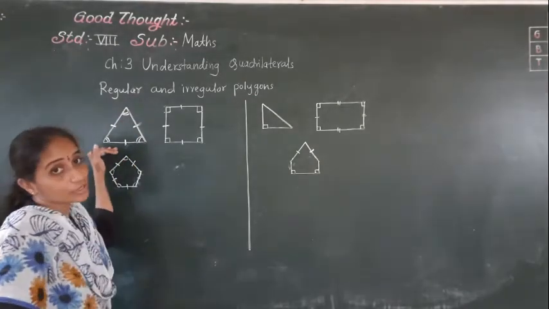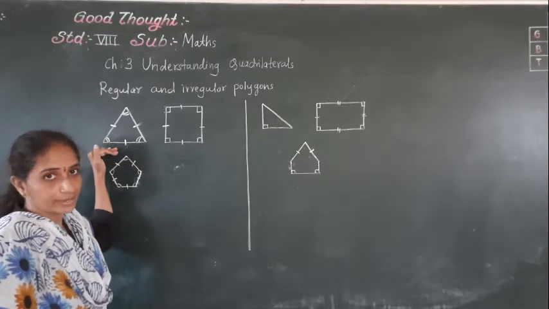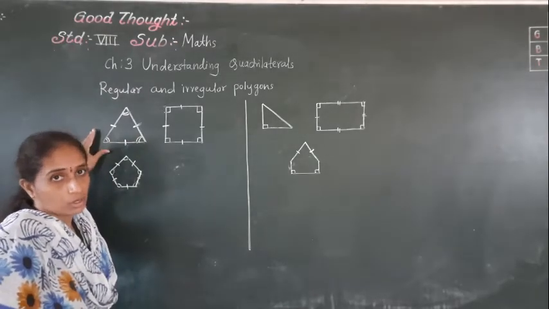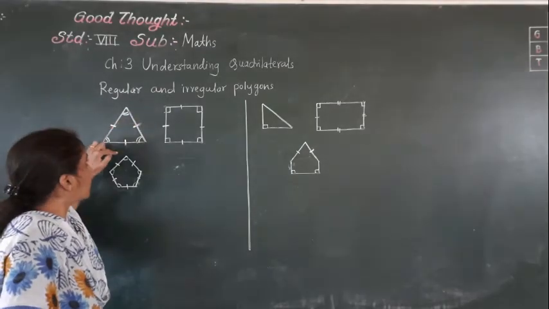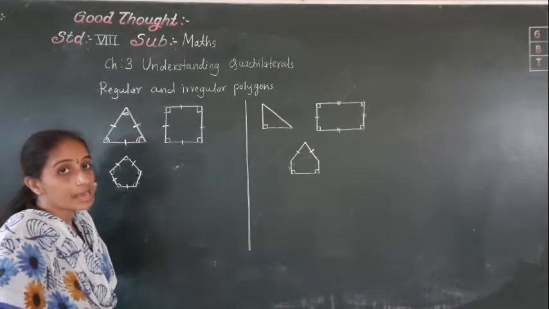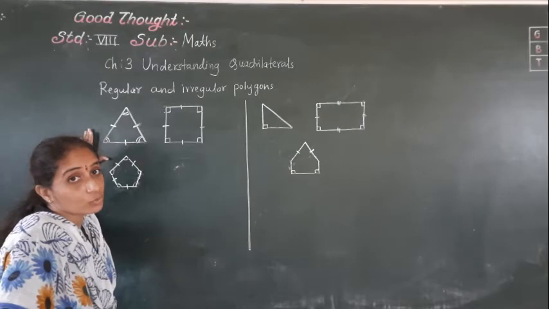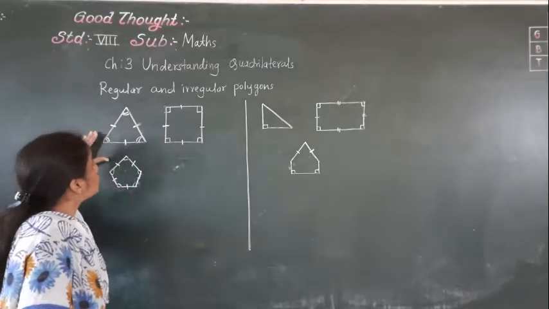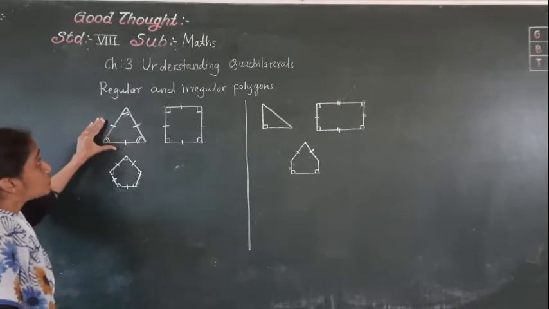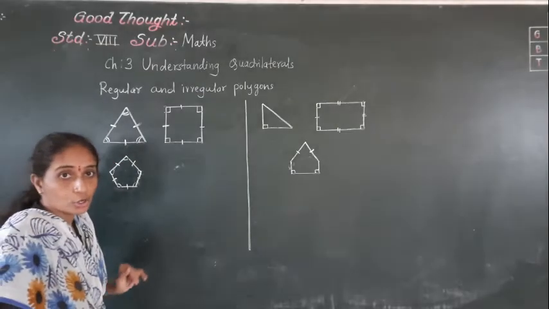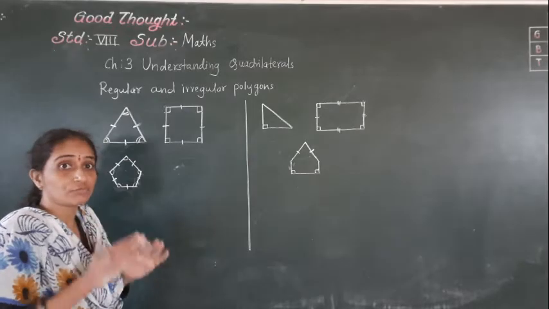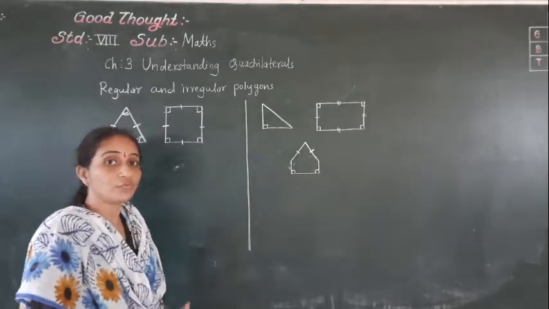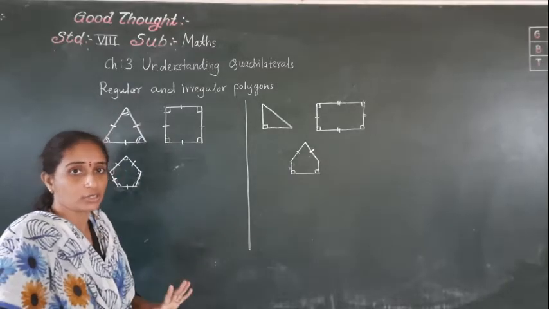So, what do we say for this triangle? Equilateral triangle. All its angles and all its sides are equal. So, for this triangle, we say equilateral triangle. This polygon will come in which figure? Regular polygon. Why regular? Because if the figure has all sides and all angles equal, we say it is a regular polygon.